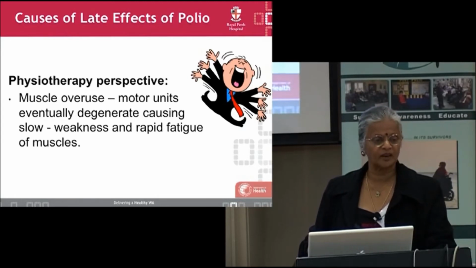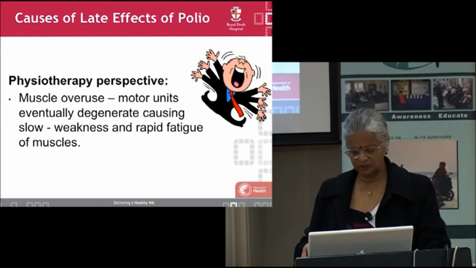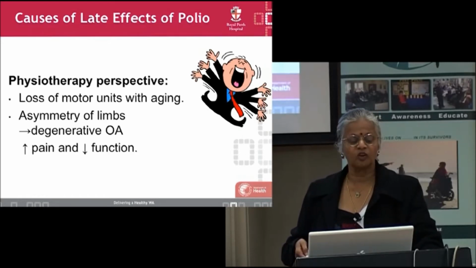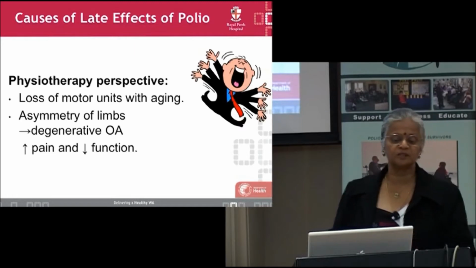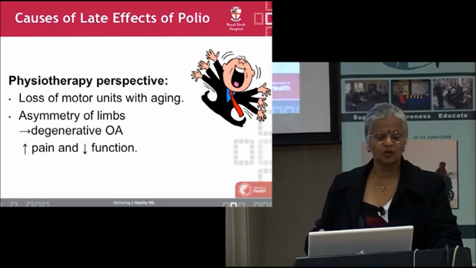Okay? Slow weakness and rapid fatigue of muscles. That's what we think happens. You have loss of motor units with aging, so that you've got asymmetry of limbs. That's the other cause of late effects. One side of your body is not the same as the other side.